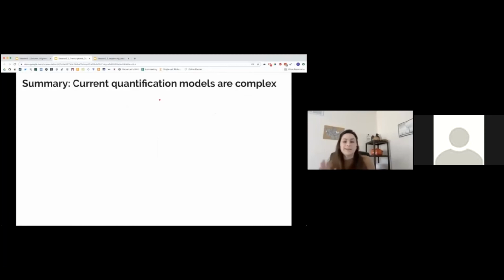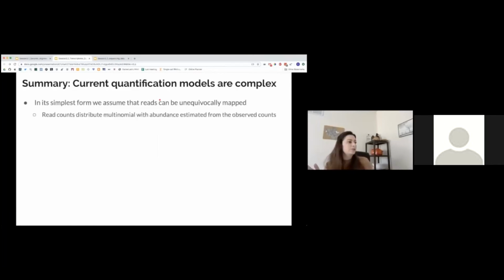All right, so to summarize, I just wanted to show you that the current quantification models are complex. They take a lot more into consideration. It's not just counting which reads align to the genes. In its simplest form, we can assume that the reads are unequivocally mapped, we only have one origin for them. In that case, you could use the binomial for a single gene, because the read counts will distribute multinomial for several genes with abundance estimated from the observed counts. But when this assumption breaks, then the multinomial is no longer appropriate.